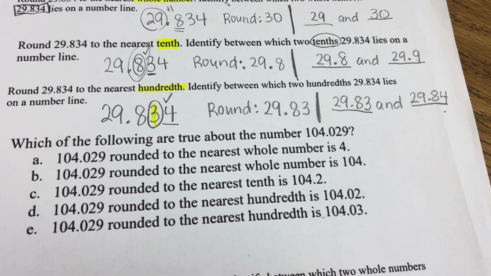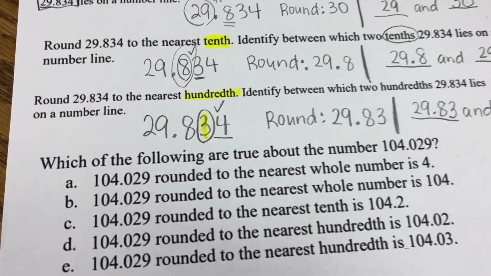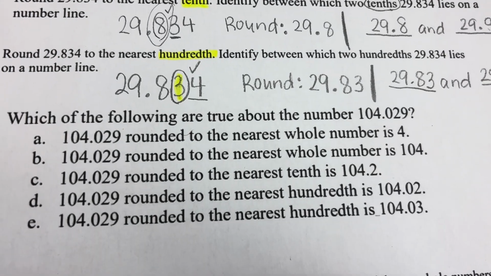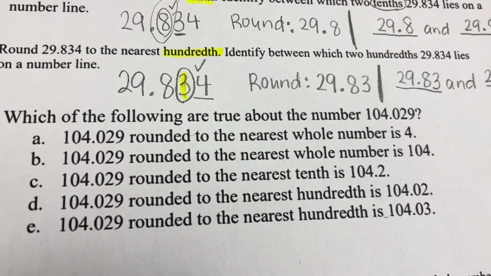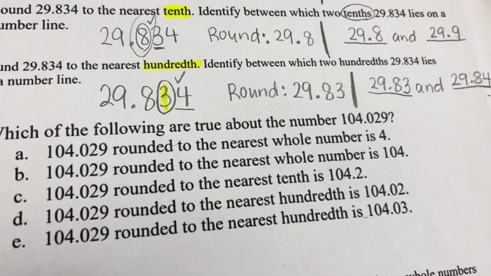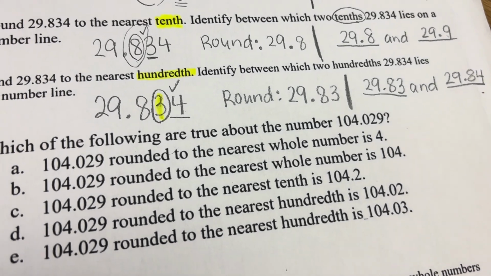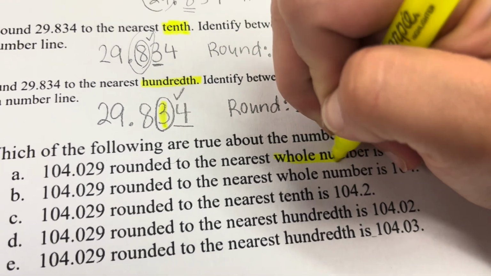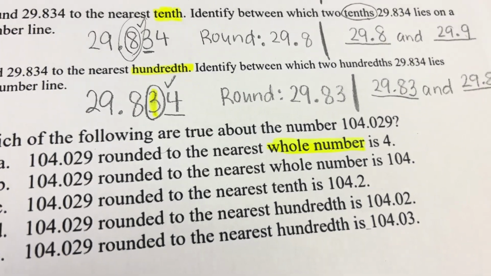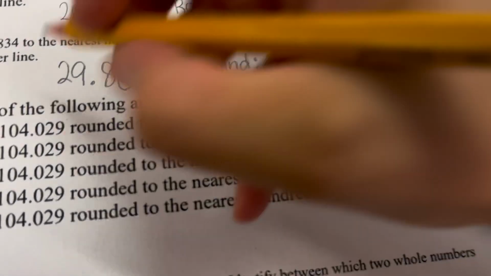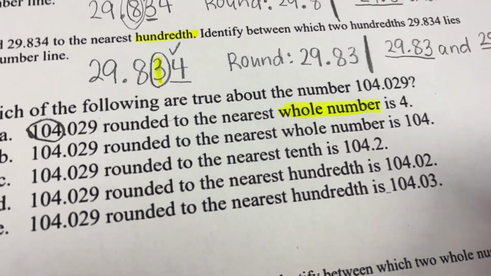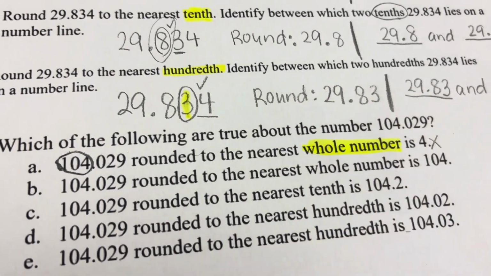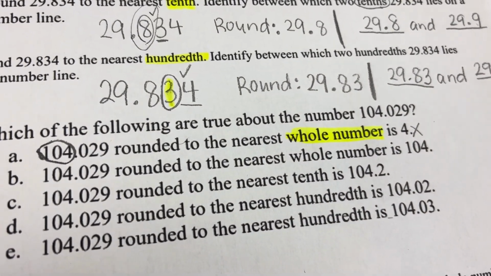The next thing down says, which of the following are true about the number 104 and 29 thousandths? A says that number rounded to the nearest whole number is 4. Well, I'm going to ask you to highlight where it asks you to round to the whole number. But when you round to the whole number, it's not just the first thing in front of the decimal point, it's everything in front of the decimal point.